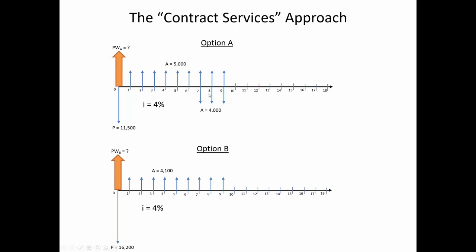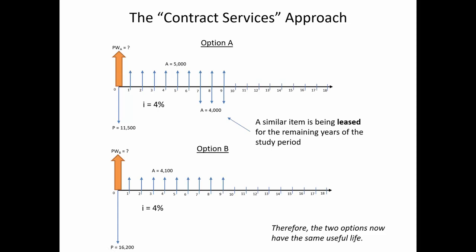In other words, we'll buy the item and it will run its normal life of 6 years, but then for years 7, 8, and 9, we're going to pay $4,000 a year to have the equipment made available to us, and then we'll still have that same revenue that we've always been able to receive for having the equipment in service. So then it ends at the 9th year, and that's the same as option B. Now we can compare these two alternatives. An equivalent item being leased is the essence of contract services, and because of that, now they both end at 9 years.